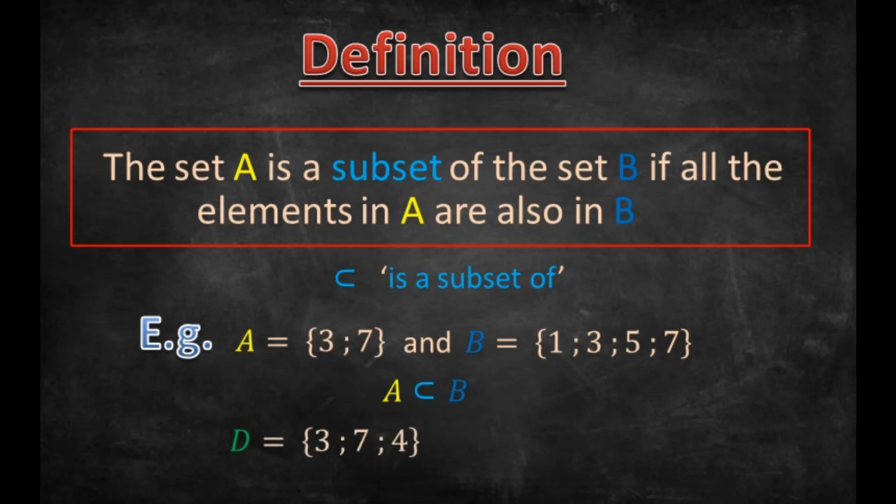Let's say D is a set 3, 7, and 4, and B is a set 1, 3, 5, and 7. Not all the elements in D are also in B. The element 4 is in D, but it's not in B. So we say that D is not a subset of B by drawing a line through the symbol for the subset.